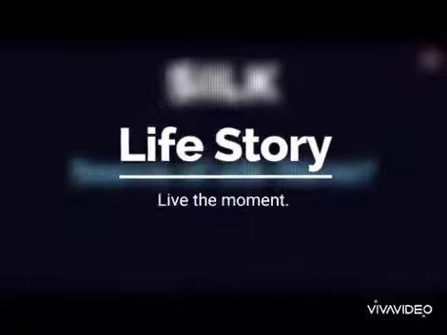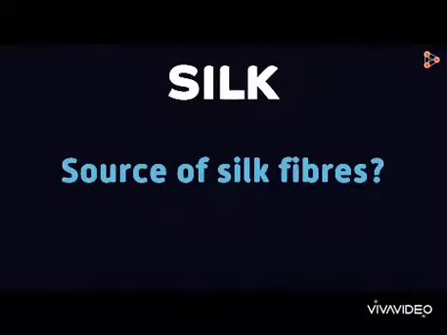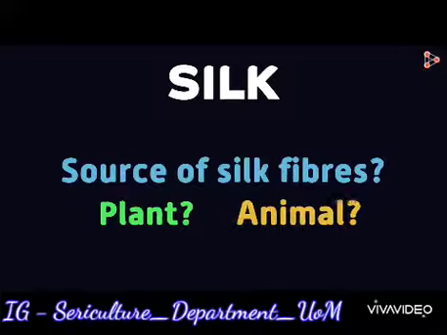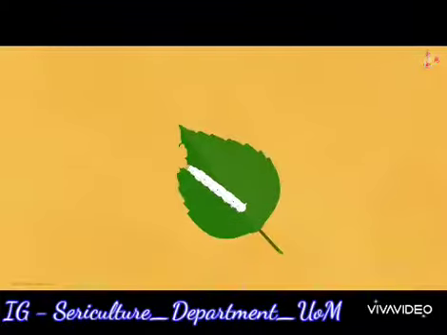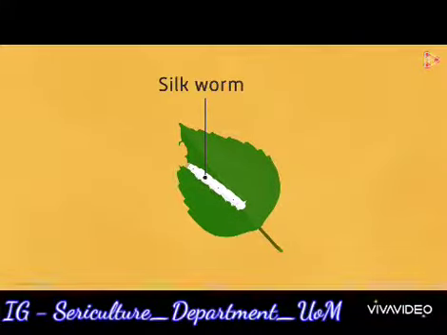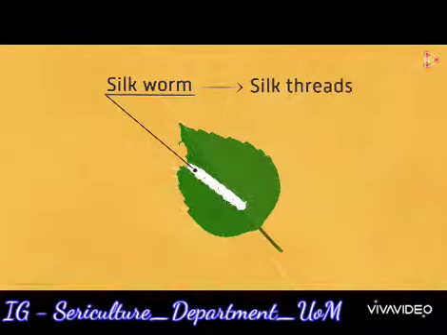Can you tell me the source of silk fibers? Is it a plant or any animal? It's an animal. This small worm called a silkworm gives us silk threads. But how can we get threads from such tiny creatures? And how many threads can this little one give us?